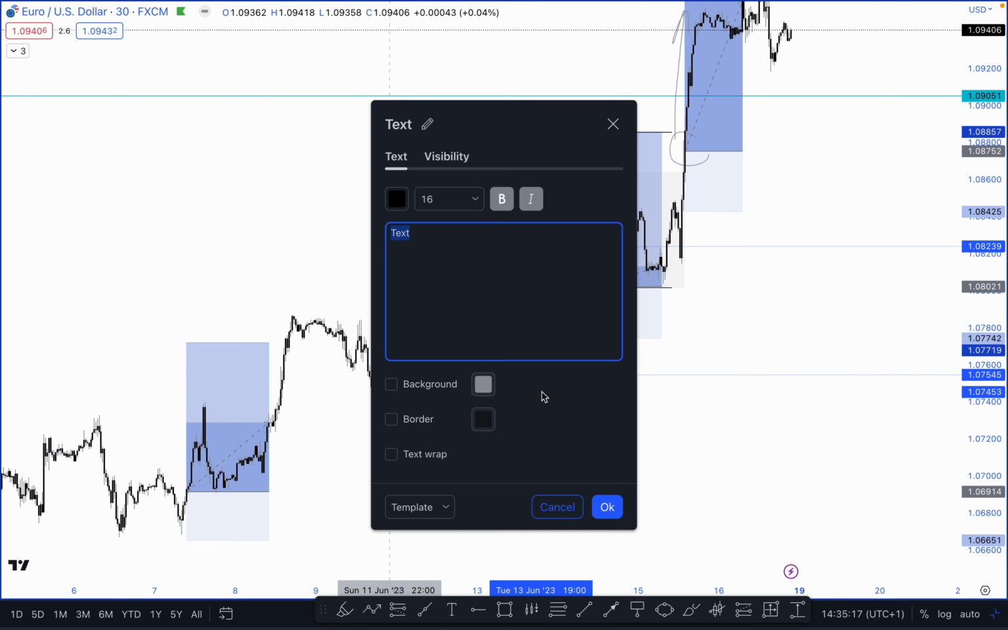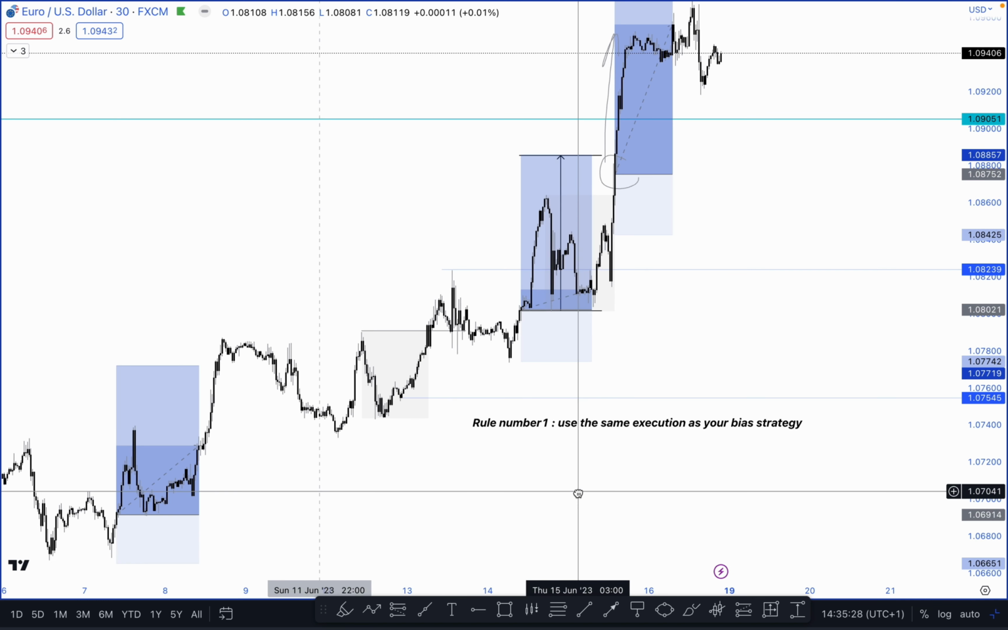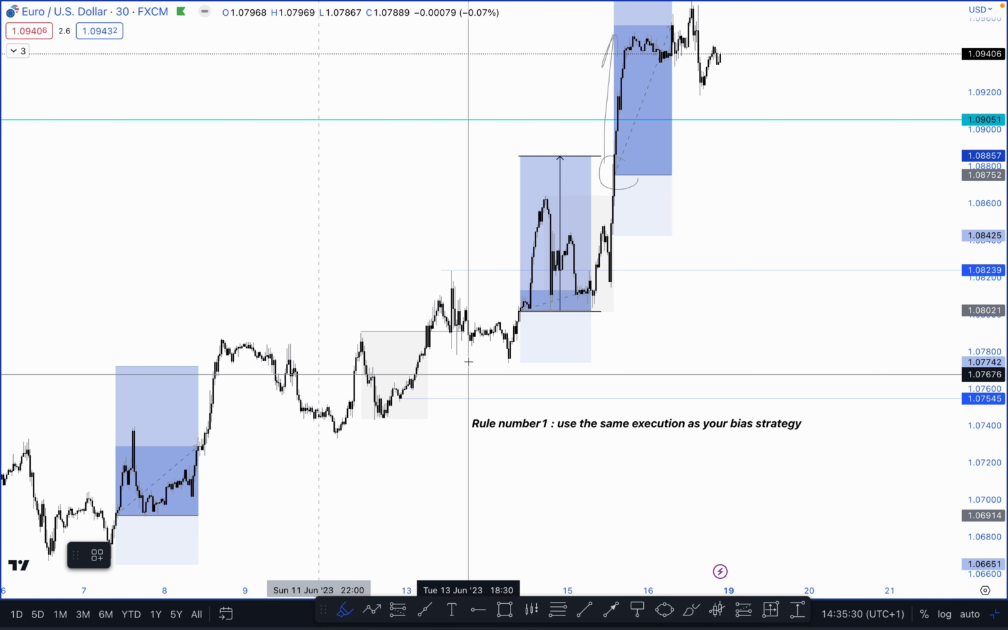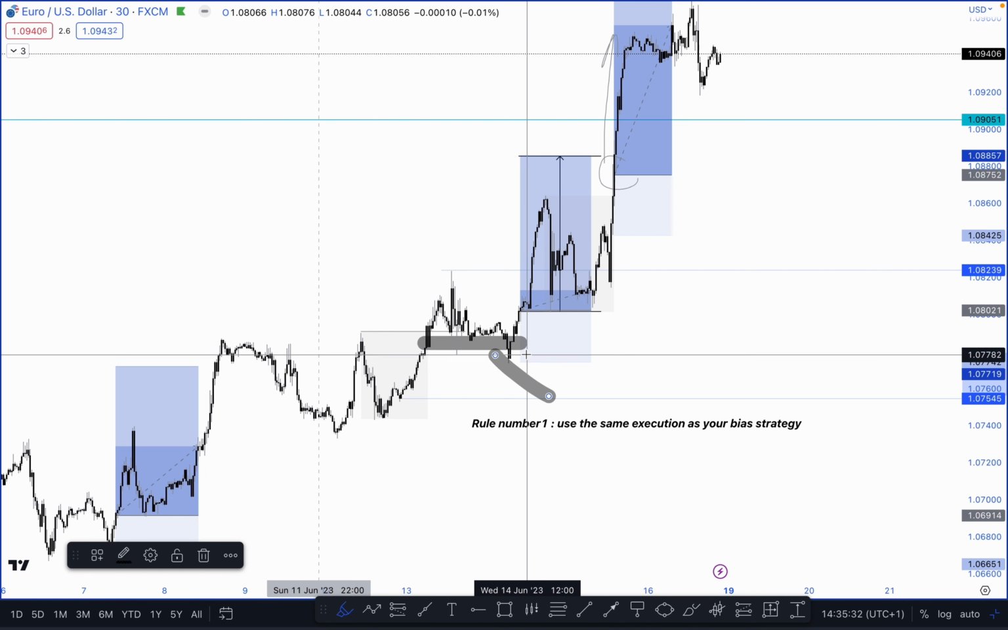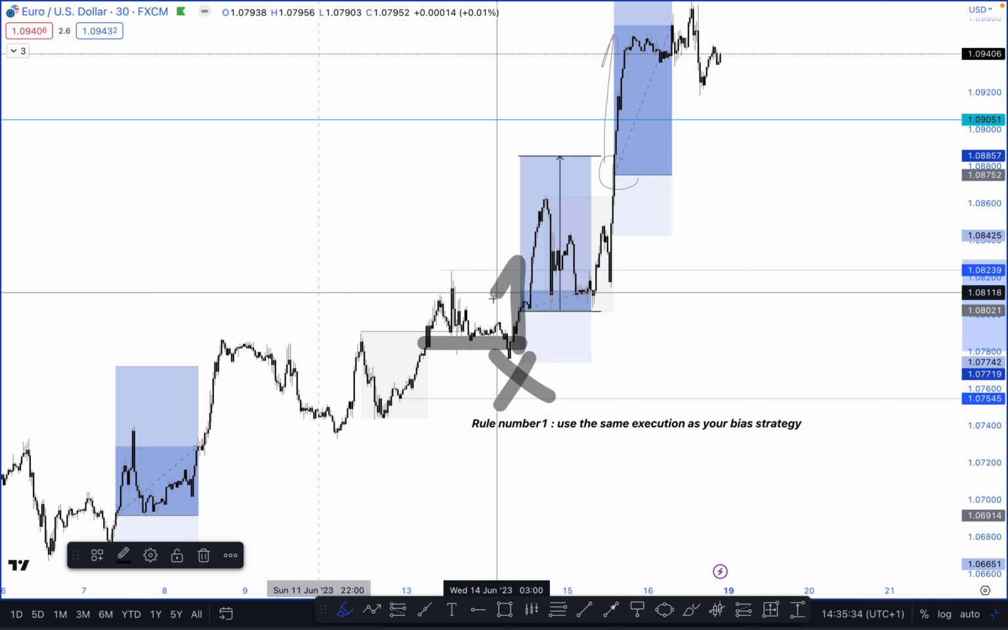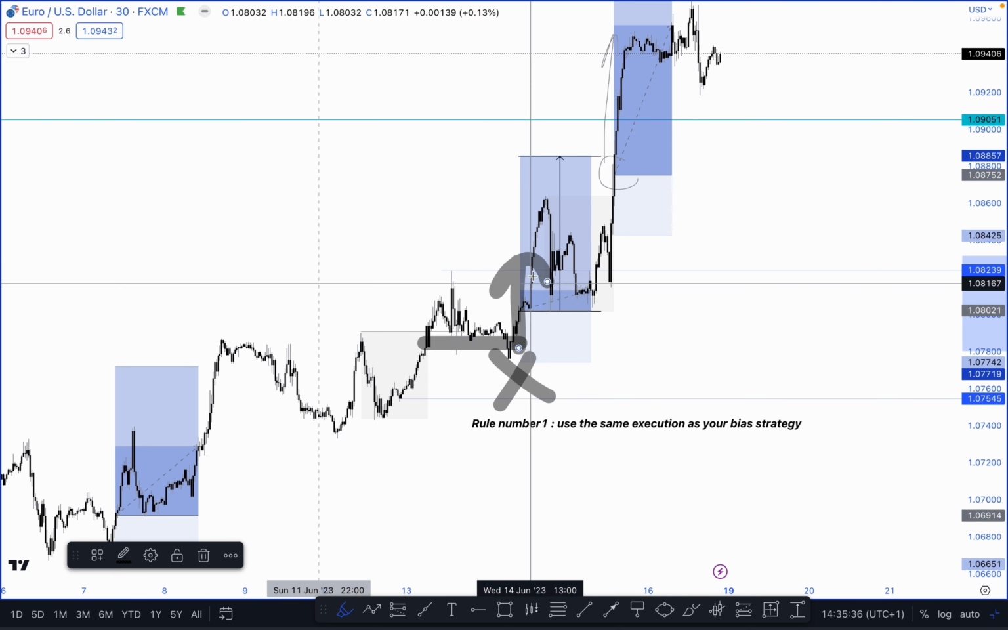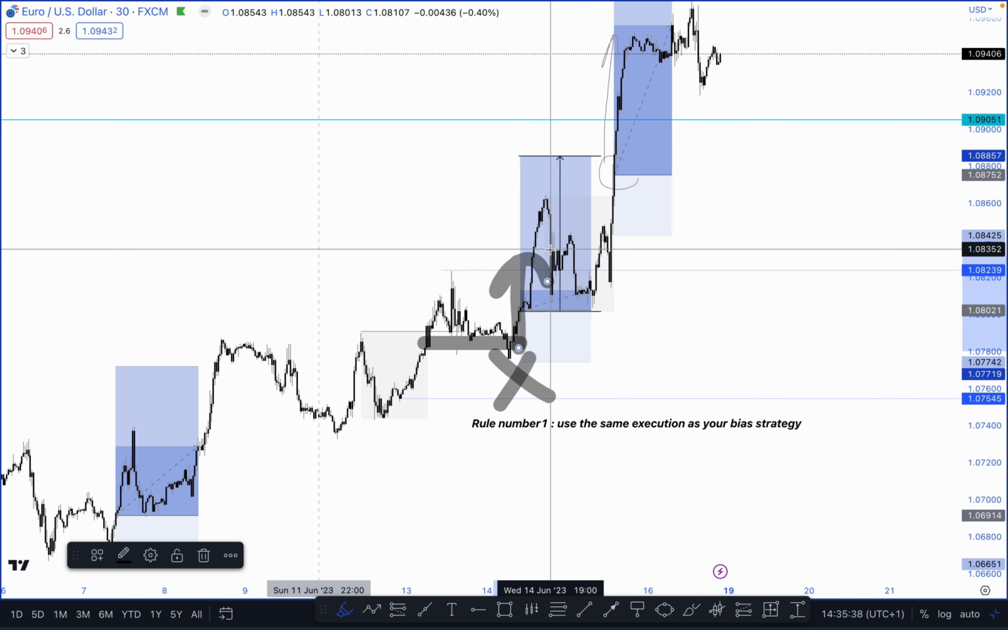Rule number one, use the same execution strategy as your bias strategy. This is what I do most of the times. As you can see right here, the market formed this liquidity, took it out, and started pushing in the opposite direction. As soon as it started pushing in the opposite direction, I bought through to the upside because I believed EURUSD is going to go through to the upside.